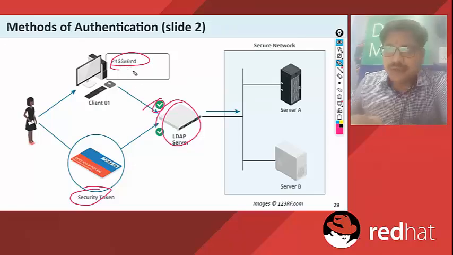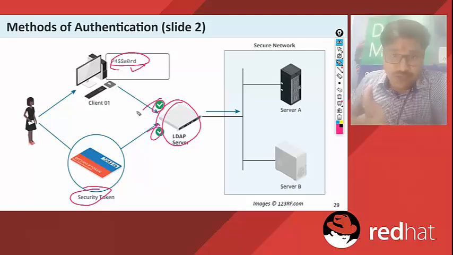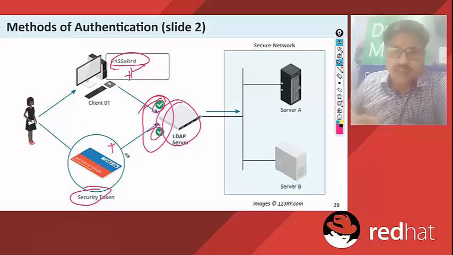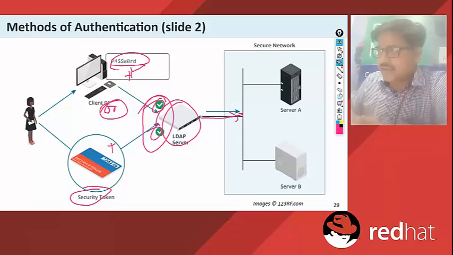When it is proved, the authentication is two-way: the password from here, the token from here, and once both are correct, not just one, in this case both should be correct, then you will get access to the resources.